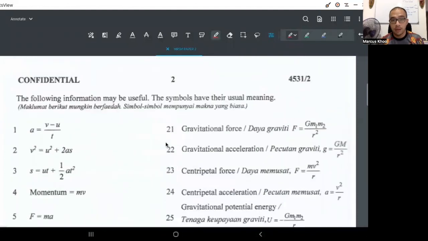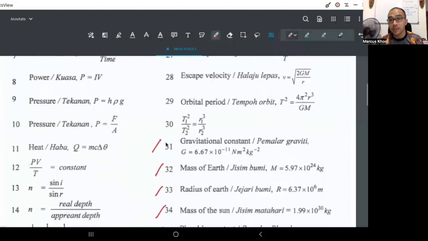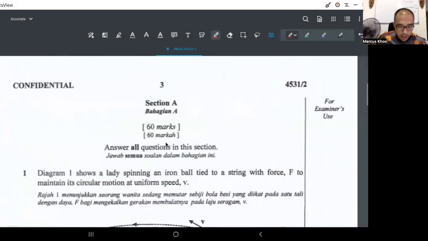So it is important that you pay attention to the formula list lah, to know that okay, apa formula yang diberi, and especially what are the constants that are given. Okay, so pay attention to that. All right, let's begin with this one.